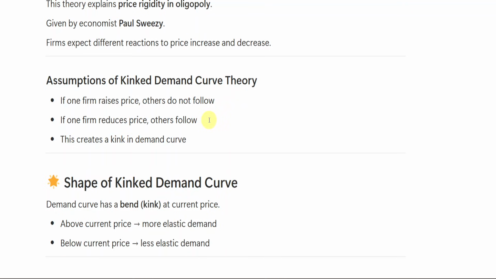Then if a firm decreases the price, other firms will decrease the price. All firms will cut the price. No firm gains market share and a price war may start. So demand is less elastic.